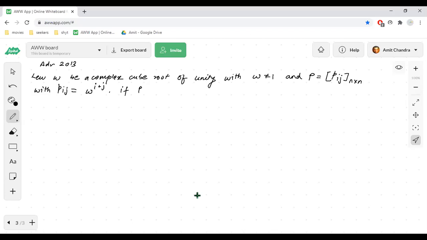If P square is equal to O, then n can take values: A 57, B 55, C 33, and D 6. This was asked in JEE Advanced 2013. Try to solve this. Use this concept. Okay, solve it.